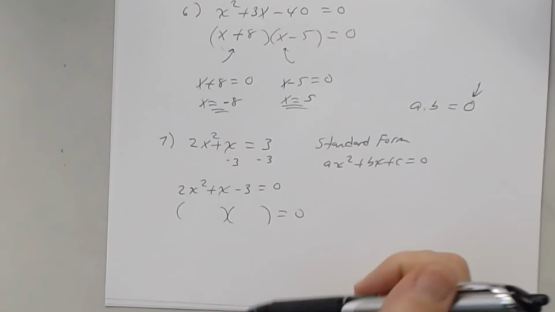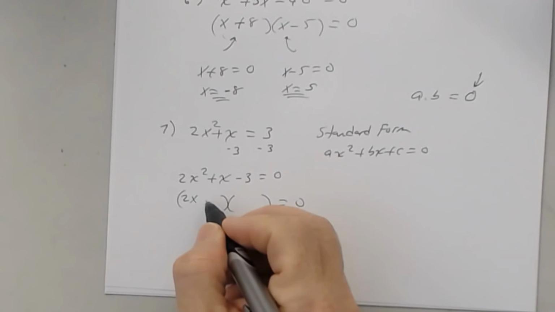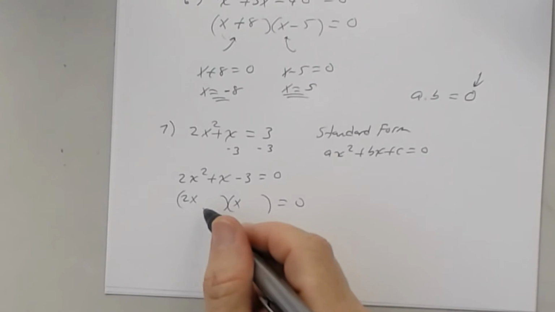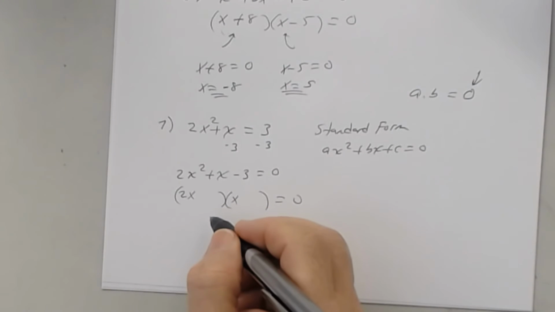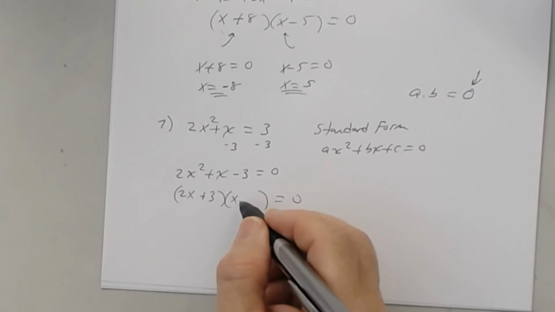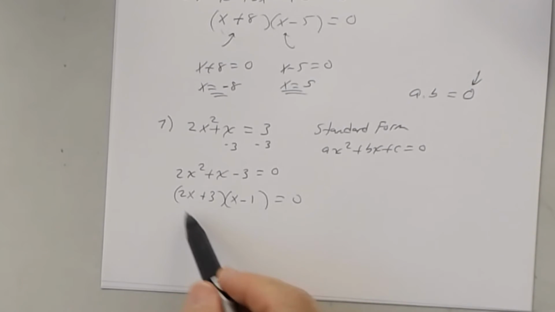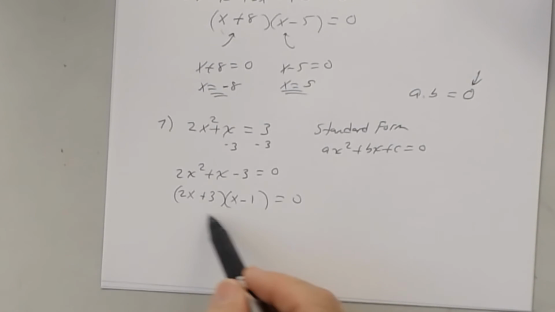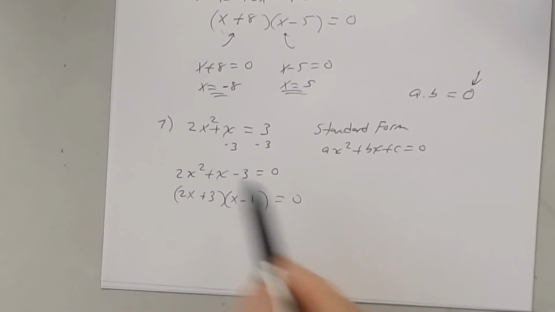All right, what's going to be your 2 binomials? 2x and x, I agree with that. What's going to be this binomial? 2x plus 3, you think? And what's this one? x minus 1? All right, let's check it. What's the outer? Negative 2x. What's the inner? 3x. What's 3x and a negative 2x? Positive x. So this works.